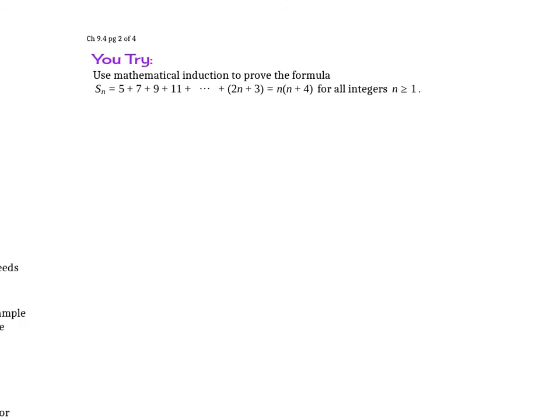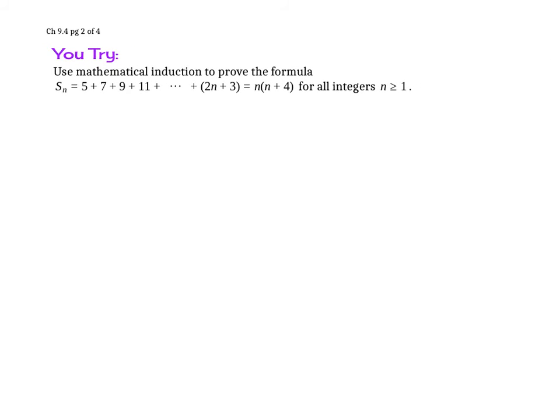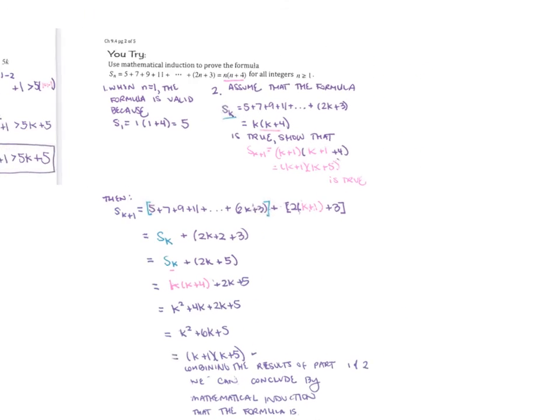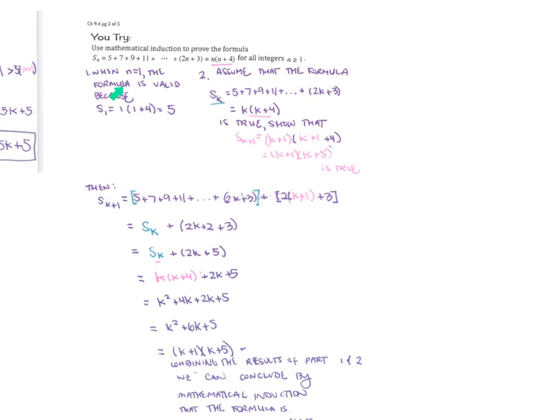So try out this example here. Use mathematical induction to prove this formula, doing the same thing we did with example 2. When you try this out, you plug in n equals 1 first of all, and the formula is valid because when you plug in 1, you get 5, which is the first term here. Now you assume that the formula s sub k, plugging in k, equals k times k plus 4 is true.